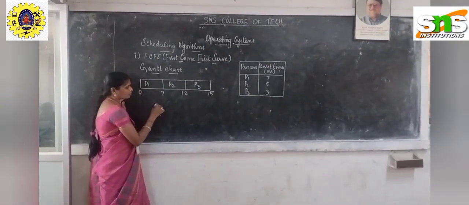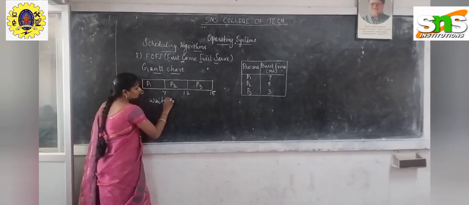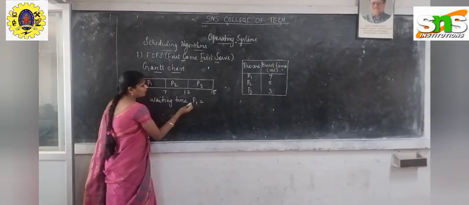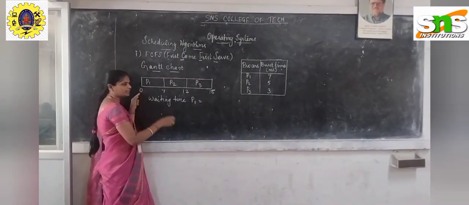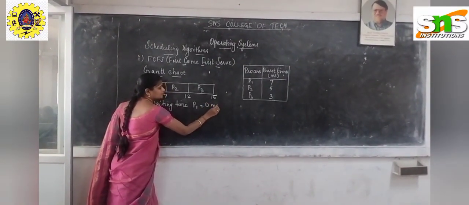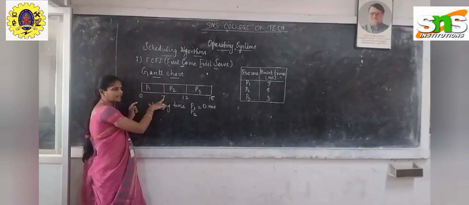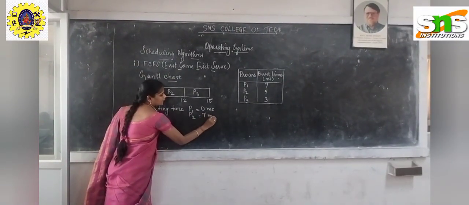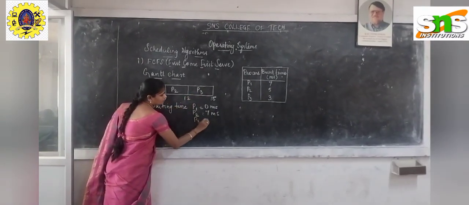Now calculating the waiting time. For the individual processes, P1 didn't wait at all. At 0 milliseconds it started its execution, so for P1 it is 0 milliseconds. P2 started at 7 milliseconds, so the waiting time for P2 is 7 milliseconds. And for P3, 12 milliseconds.